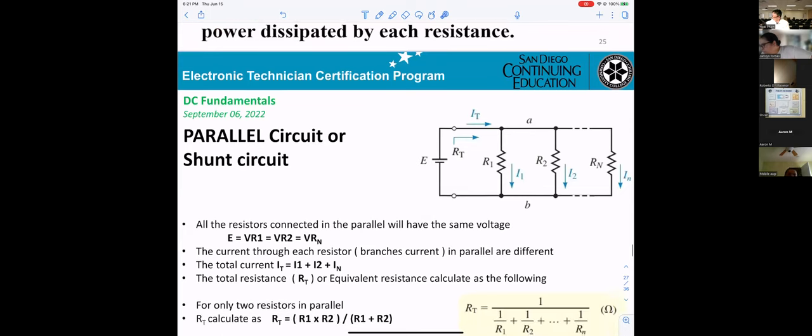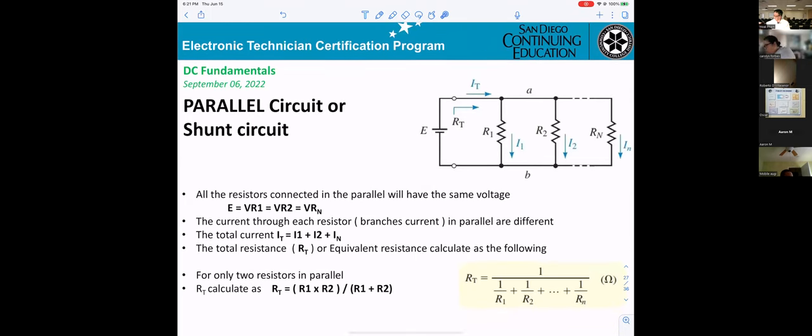Dissipated by each resistance. Now, this is a parallel resistance circuit. You see, we get R1, R2, R3, or RN. Doesn't matter. In this one, we get 3. How do we know they're in parallel? You see, that's the total current from the power here. They go up here. They go to R1, they get the current I1, go here. Then another current will go to I2. And the next one will be IN or I3. That means the currents are different. If the current through the resistors is different, that means the resistors are in parallel. Okay. If they're the same, they will be in series, right?